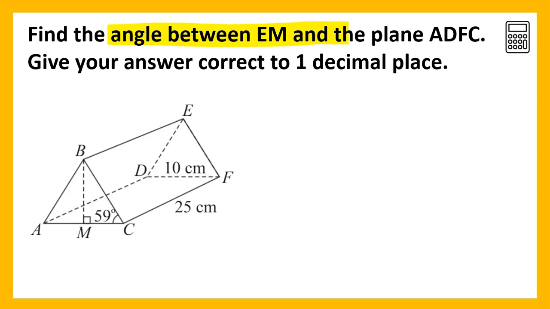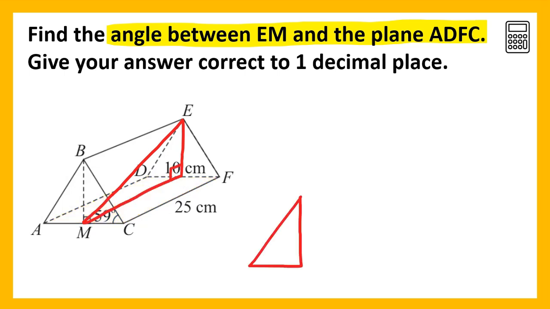This time we need to find the angle between EM and the plane EDFC. E to M is from here to here, and the plane is the face running along the base of the 3D shape. So we need to run a line in the same direction as EM, but running along this base or plane in this direction so that we finish directly below E, and that forms this right angle triangle highlighted red.